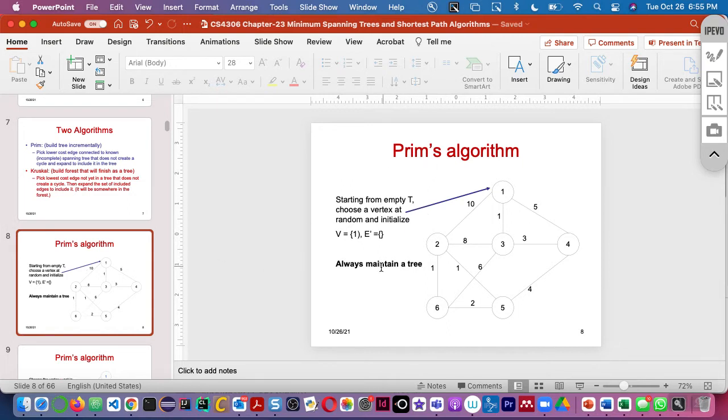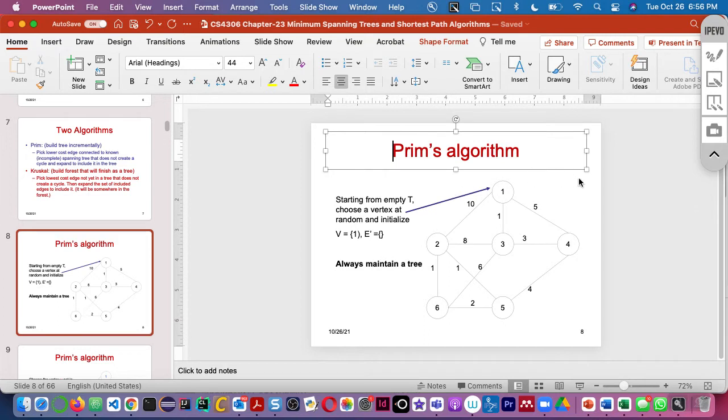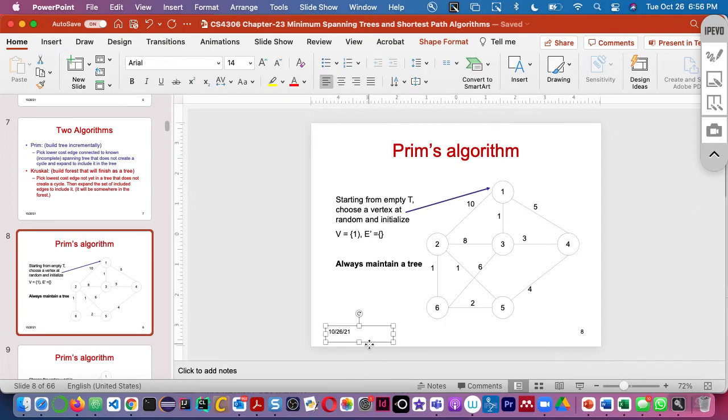So let us see that. We will come to the algorithm later, but let us see an example first to illustrate. Our strategy is always to maintain a tree, and we are finding a minimum spanning tree. There may be only one minimum spanning tree, or we may have multiple MSTs. The concept is that it can start from any vertex.